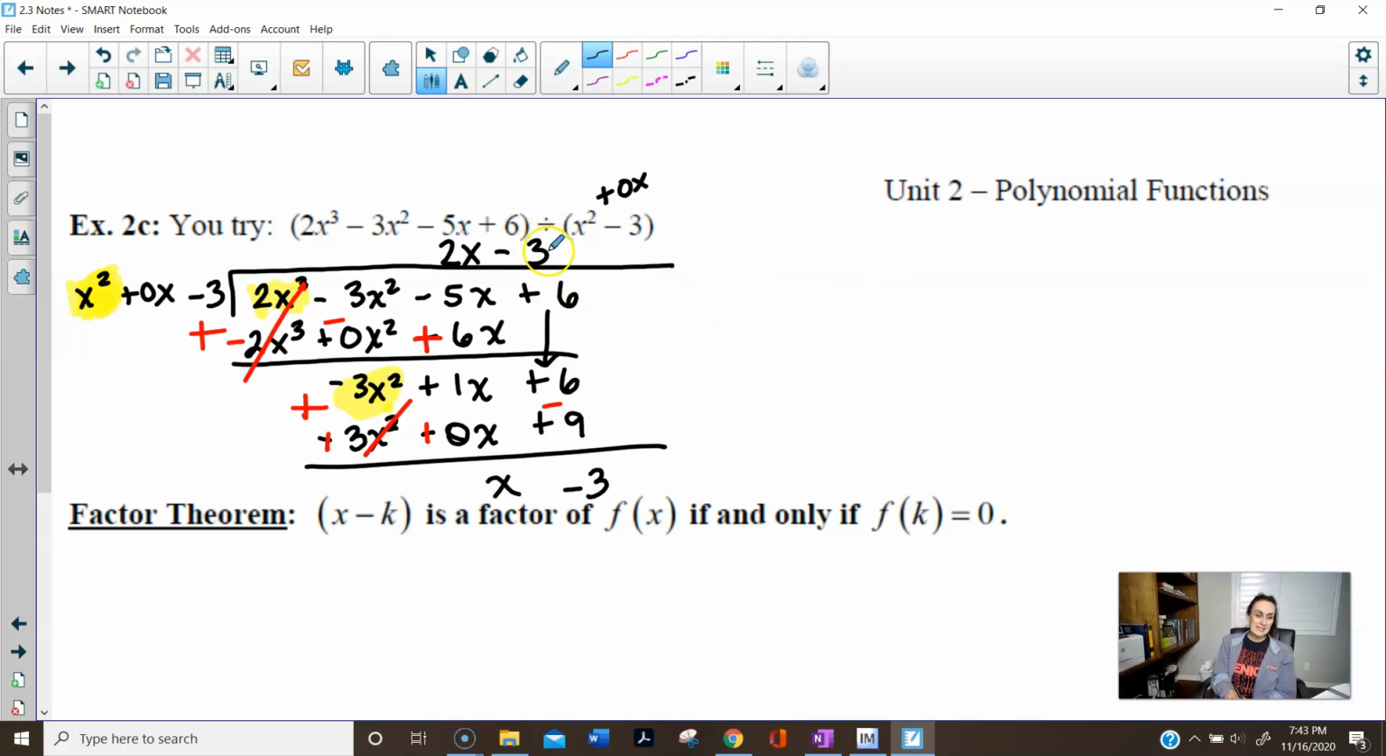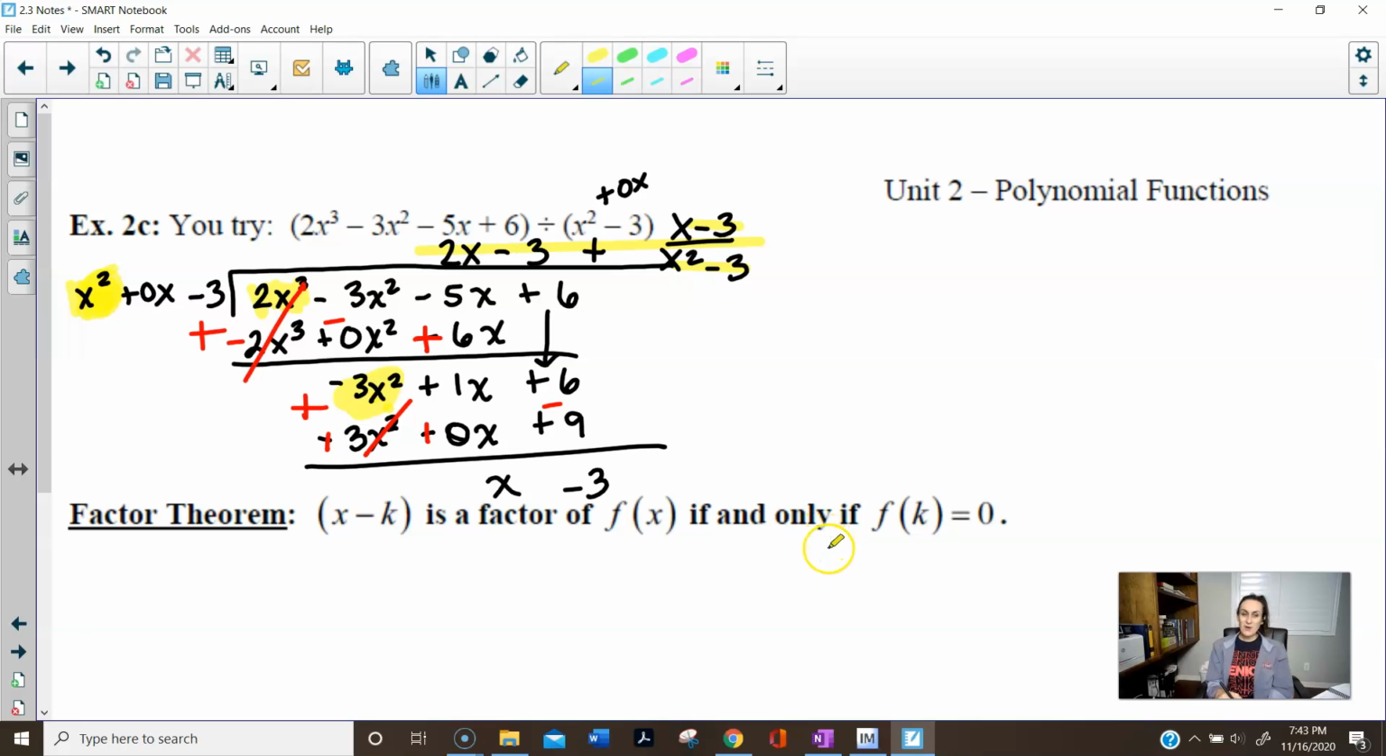All right, so my answer is 2x subtract 3, and then I'm going to add the remainder, which is x subtract 3, over the divisor, which is x squared subtract 3. I don't need to put in the 0 placeholder there. And then here we go. You guys could have caught my mistake, but I caught it right at the end.